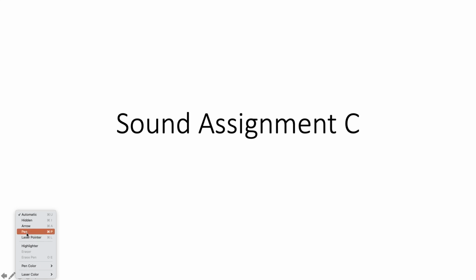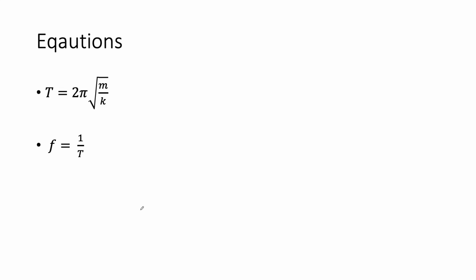Hi guys, let's go ahead and get the pen going and change the color to something that we can see. Let's stay with red. So in this sound assignment C, we're looking at a spring constant, at springs, how they vibrate. Now, to let you know how this works, I'll get my pen back, there we go.